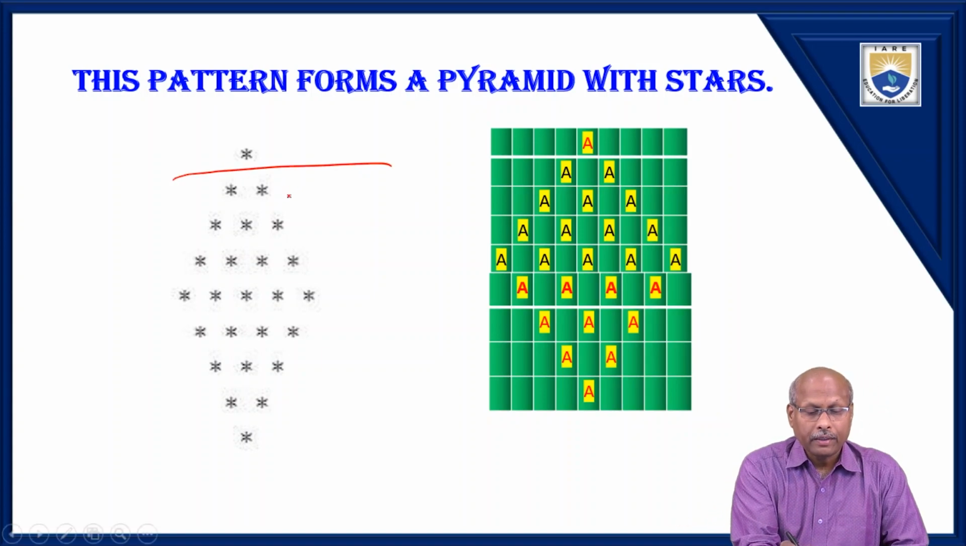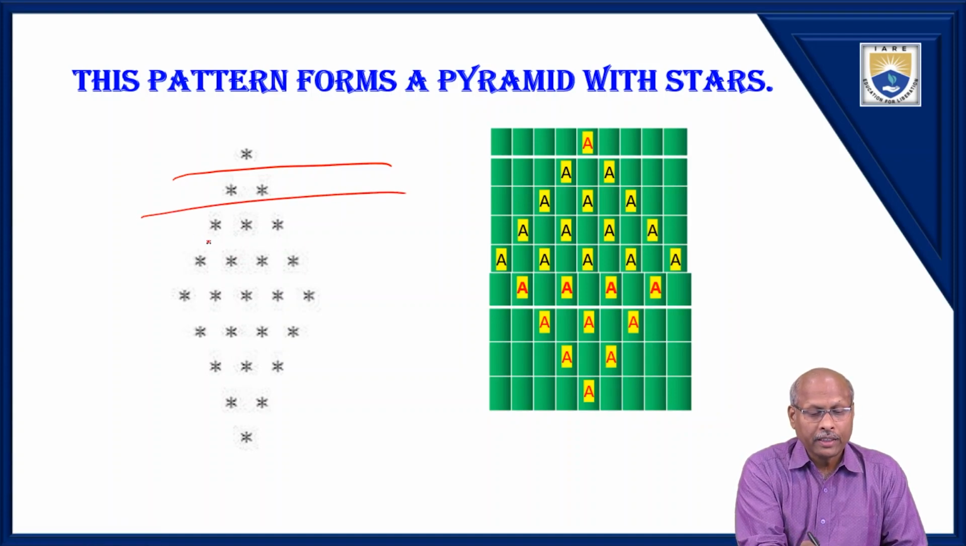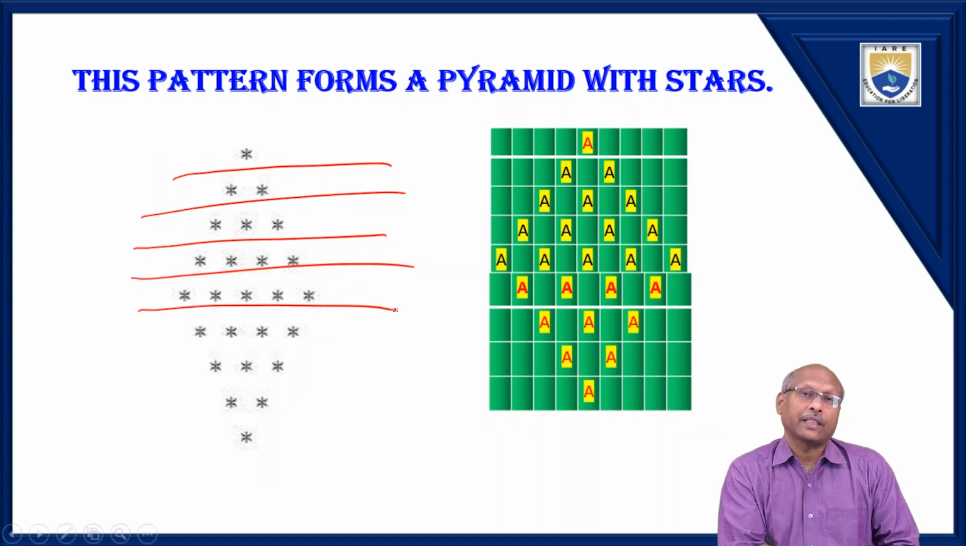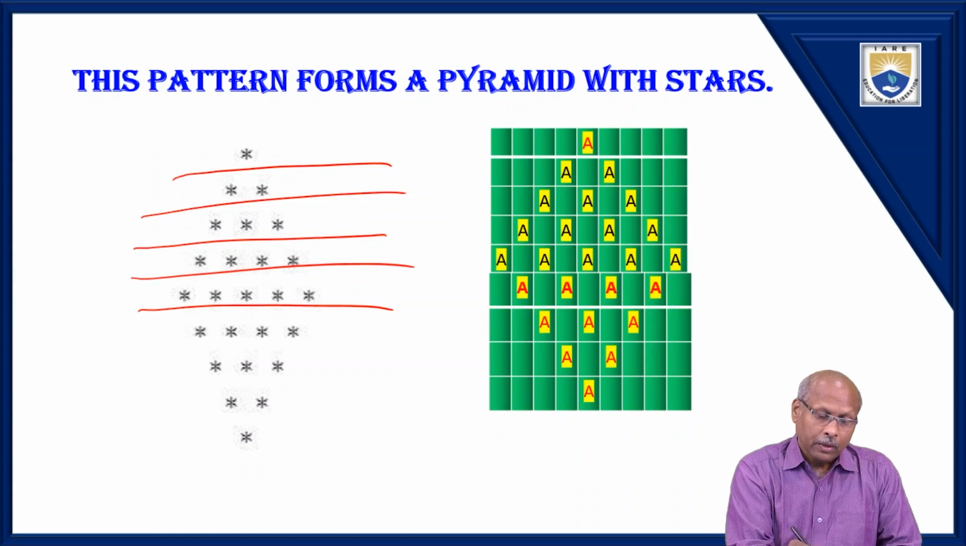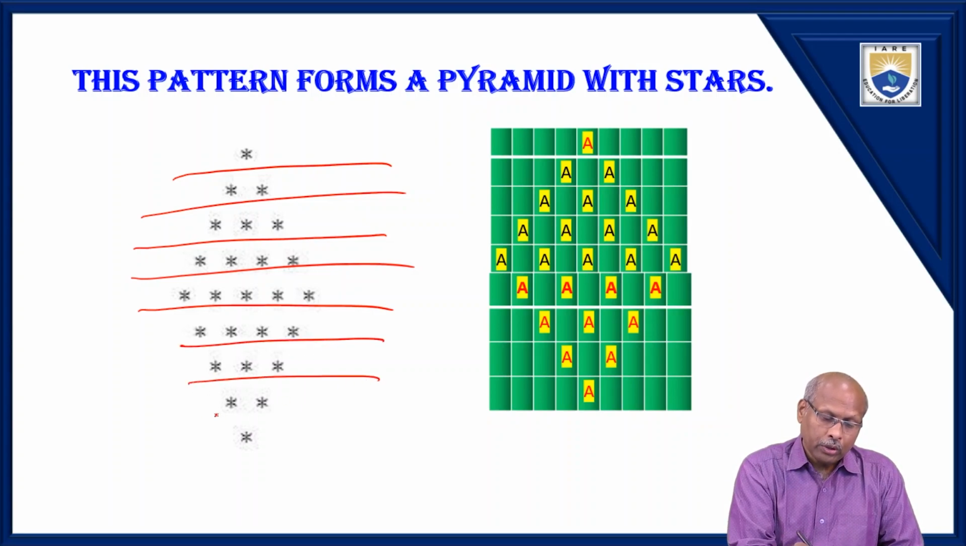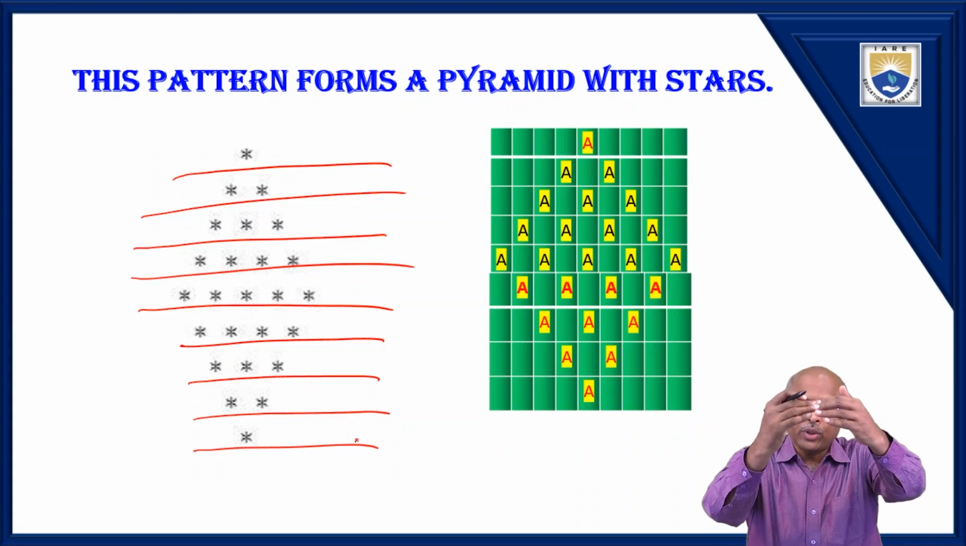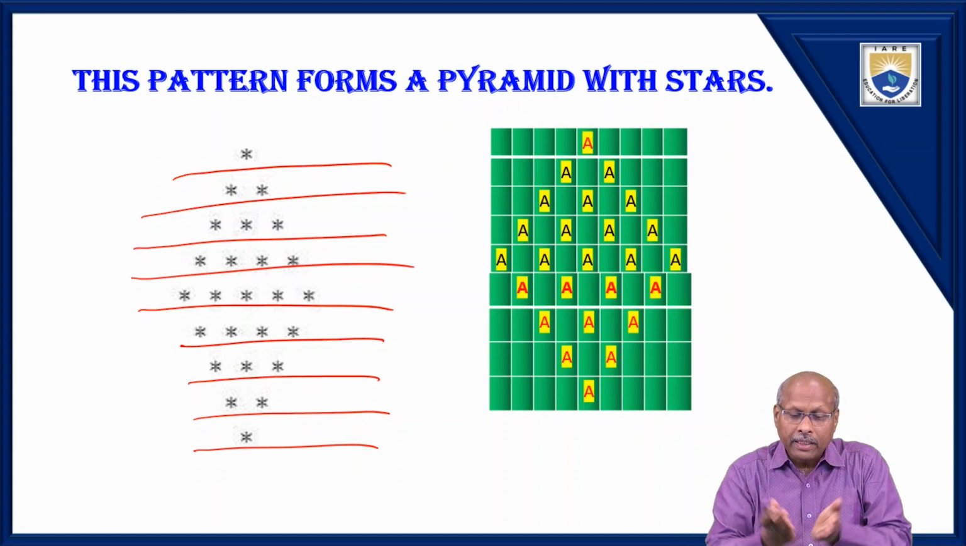First row having 1 star, second row having 2 stars, third row 3 stars, fourth row 4 stars, fifth row 5 stars. Now from here onwards it comes to the bottom: 4 rows, 3 rows, 2 rows, means 2 stars, 1 star. So first it is going in increasing order, then it comes in decreasing order.